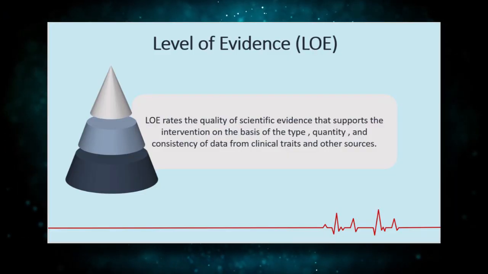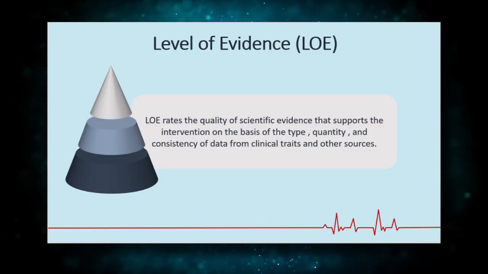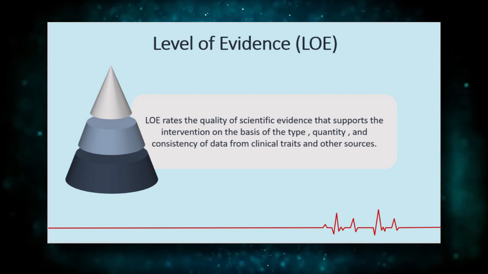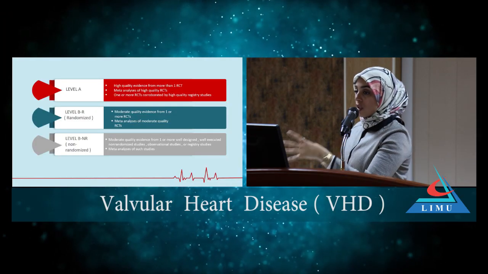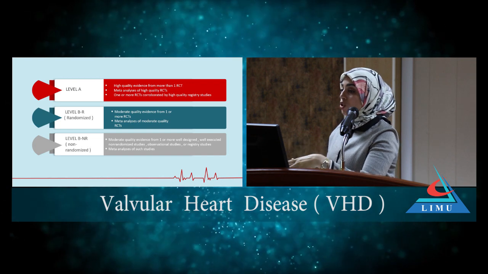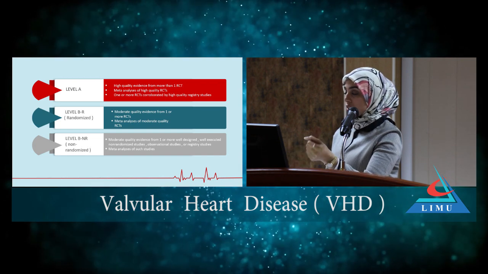The next parameter that we've mentioned is the level of evidence, which rates the quality of scientific evidence that supports the intervention on the basis of the type, quantity, and consistency of data from clinical trials and other sources. We'll go through the levels, starting with level A, where evidence is of high quality and is acquired from more than one randomized controlled trial, or meta-analysis of high-quality RCTs, or one or more RCTs corroborated by high-quality registry studies.